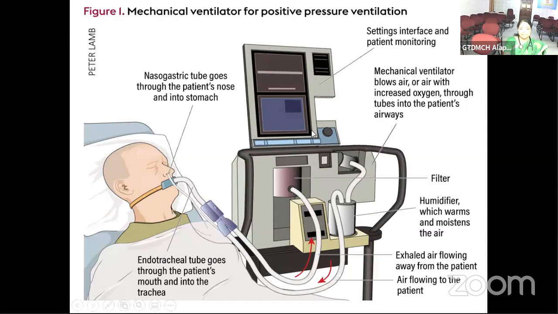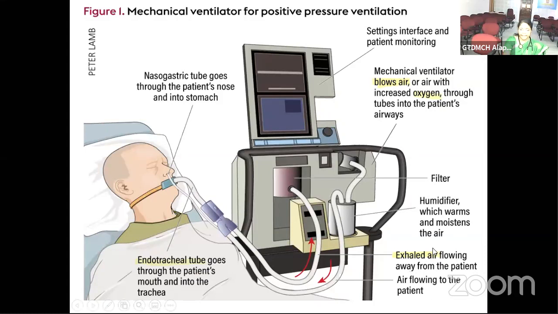So this is a pictorial presentation of a ventilator. You see, this mechanical ventilator blows air or air mixed with increased oxygen. We want to correct hypoxemia. So air mixed with increased oxygen goes through tubes into the patient's airways. These are the tubes, and through these tubes, the air will go to the patient. And the endotracheal tube goes through the patient's mouth into the trachea. So this is how we are delivering oxygen to the patient's lung.